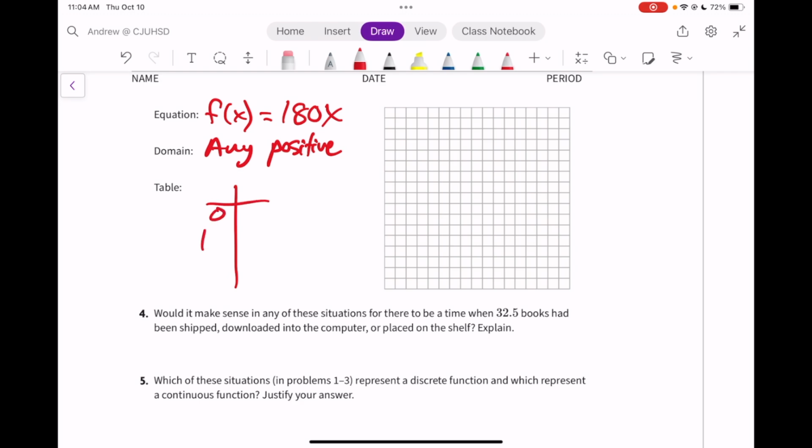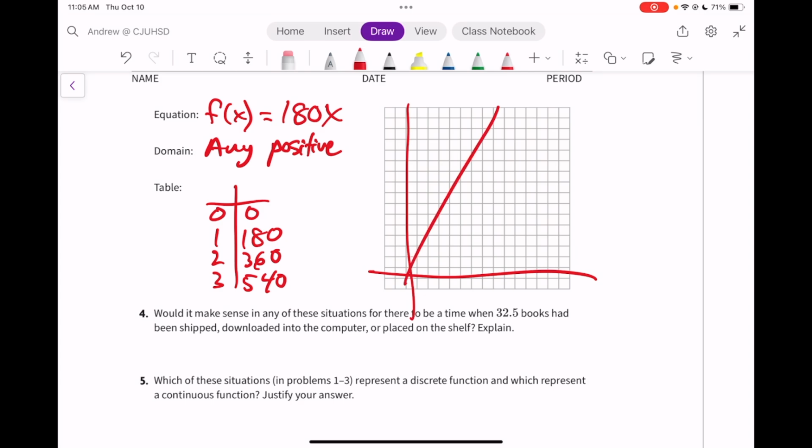0, 1, 8, let's see, not going to do 180 there. We're going to do 180 on the other side. 1, 2, 3, this would be 0, 180, 360, 540, and so on. And again, the key point here is in the graph, you want to see the graph, go to Desmos, but it's going to be a solid graph on this one as well.